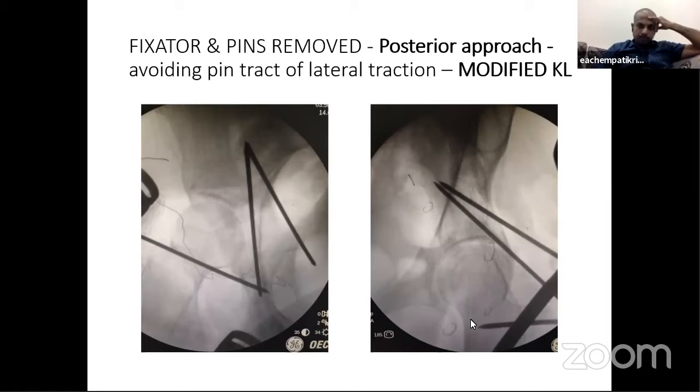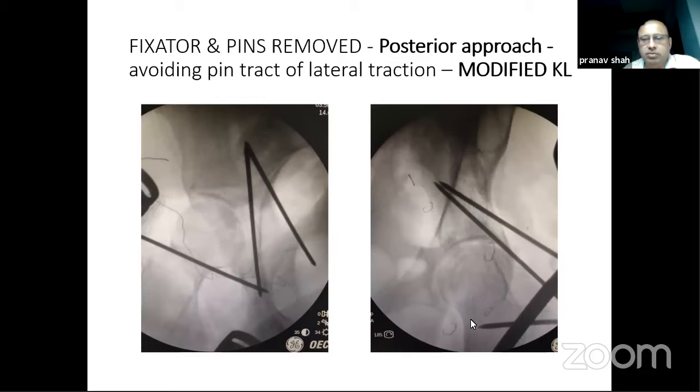Yeah, so this is the provisional fixation with K wires. You see one K wire in your HM area, which is helping me to derotate, and the provisional fixation. Then I put a couple of interfragmentary screws. Now you can see that second image.